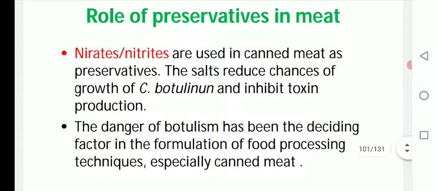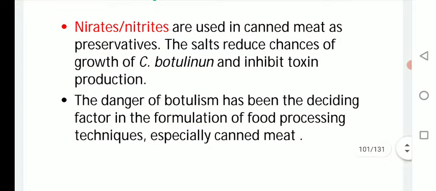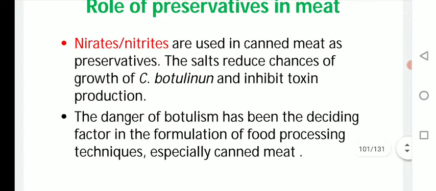And the role of preservatives in meat. So nitrates and nitrites are used in canned meat as preservatives, and the salt reduces chances of growth of Clostridium botulinum and inhibits toxin production. So the danger of botulinum has been the deciding factor in the formulation of food processing techniques, especially in case of canned meat.